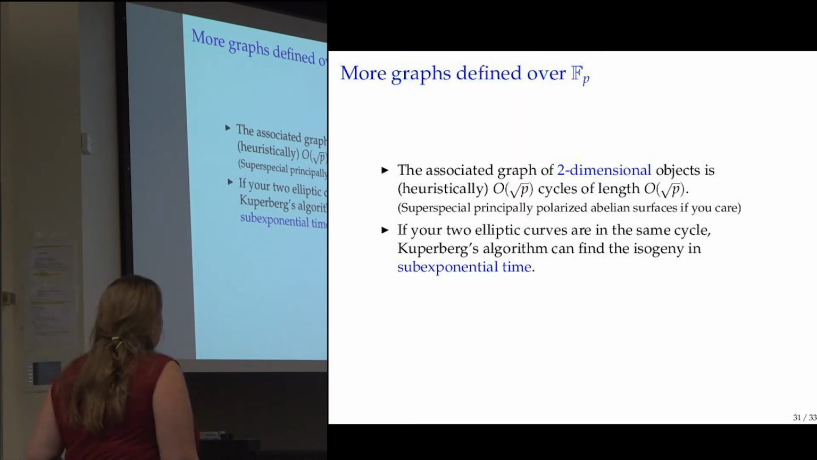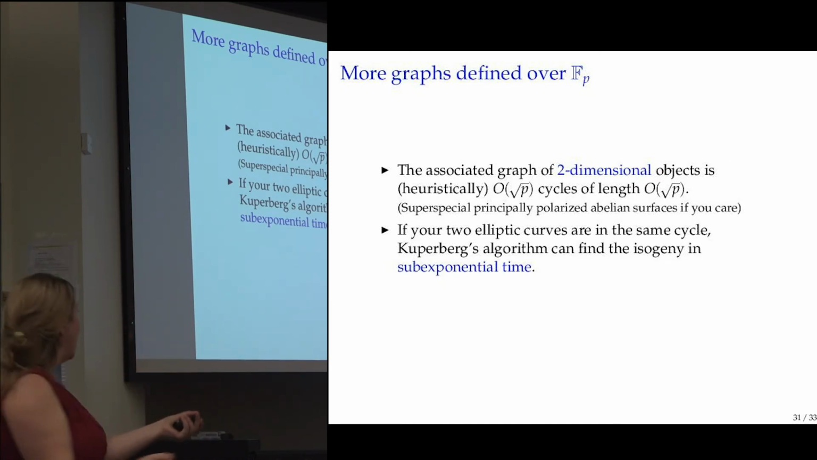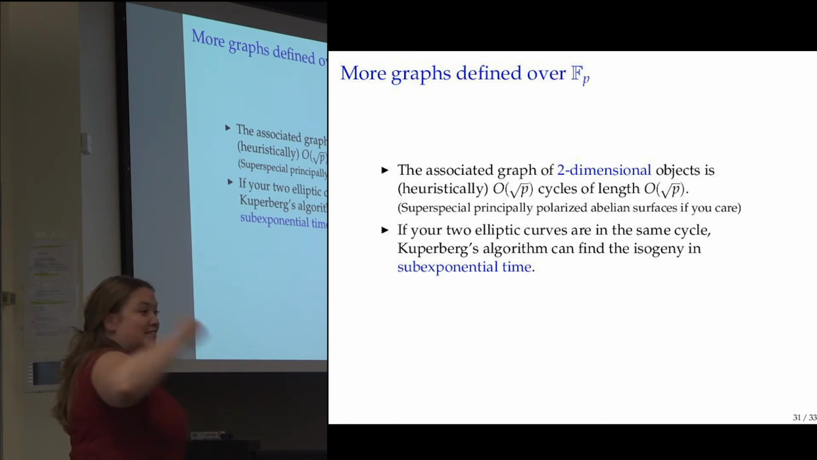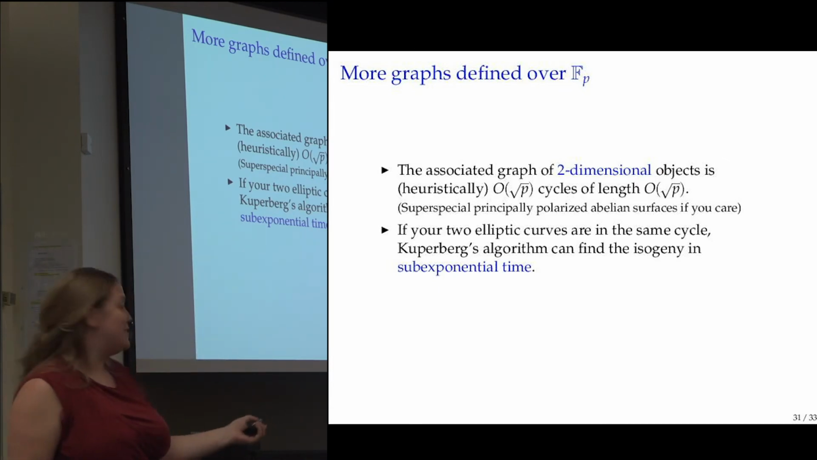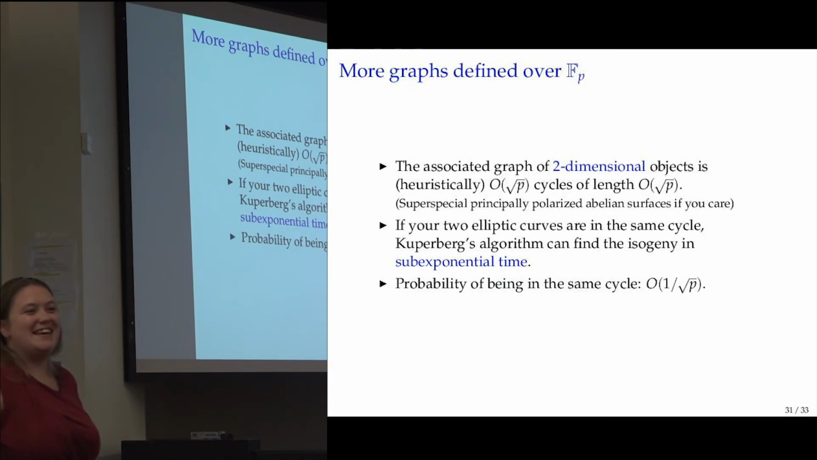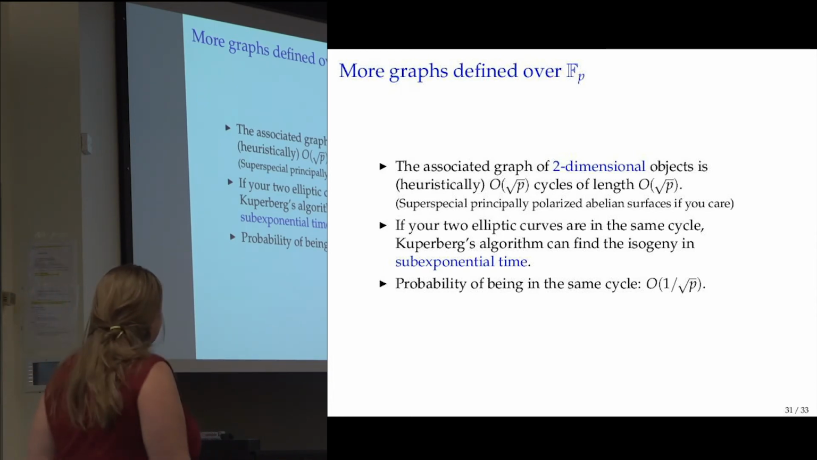That's only if you happen to be an algebraic geometer. Okay. If your 2 elliptic curves are in the same cycle, then they're isogenous. That means there's a path between them. And Kuperberg's algorithm can find isogeny in sub-exponential time. But as you've probably already spotted the flaw in this argument, the probability of being in the same cycle is 1 over square root of p. So this gives you a really, really bad chance of breaking it in sub-exponential time. Or you can do it square root p times, and then again you have something worse than meet in the middle. So this is another approach that doesn't work.